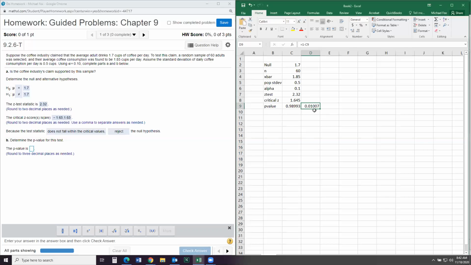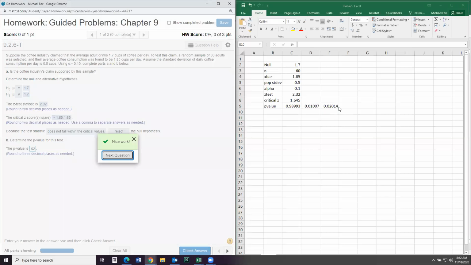I almost forgot something. So this is a two-tailed test. So this is the probability of getting a point to the right of Z of 2.32. But I need the probability of getting to the right of 2.32 or to the left of negative 2.32. So it's going to be this times 2. That will be our p-value around to 3 decimal places, 0.02. Okay, so there's the first one.